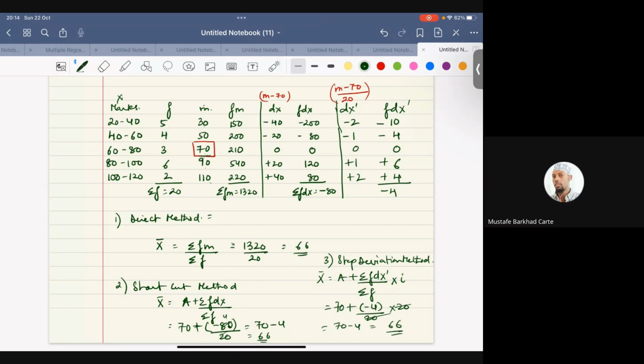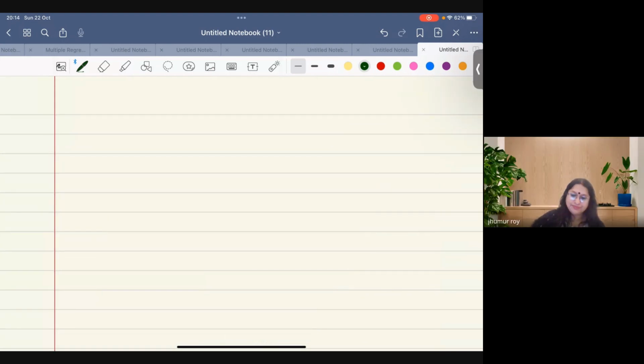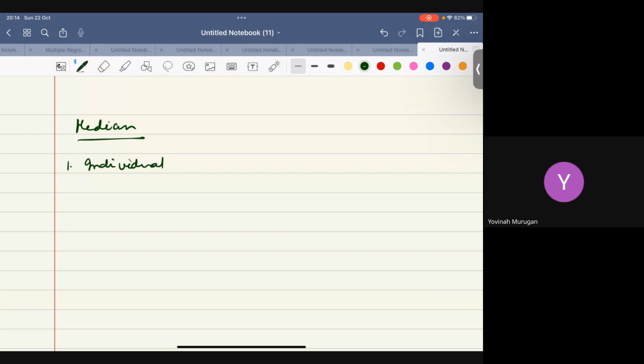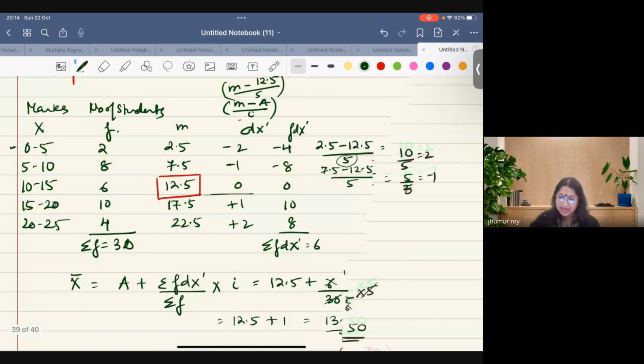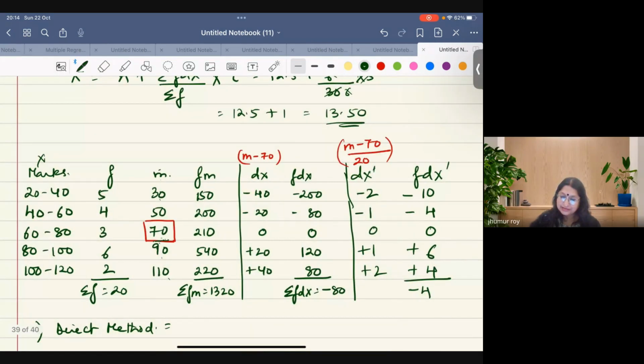Yes, ma'am. Now we come to the second concept, that is median. So first I come to the individual series. Yes, tell me, what is the formula for FDX dash? FDX dash is, you multiply frequency, this column, multiplied by dx dash. Is it clear? Frequency multiplied by dx dash.